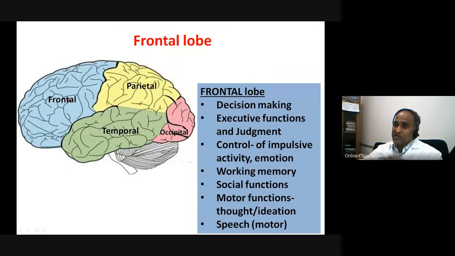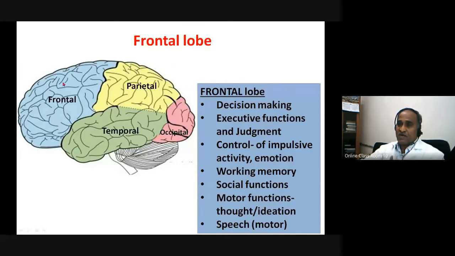Then this is the one which controls our impulsive activity or emotional activity. That is where we differ from the rest of the animal kingdom: impulsive and emotional activities are suppressed by the frontal cortex. This is because of decision making and judgment, so that you don't behave in a particular way. So that is the control of impulsive and emotional activity.